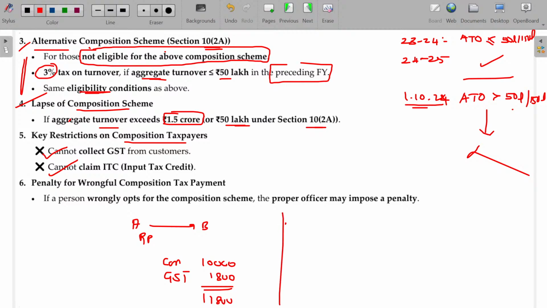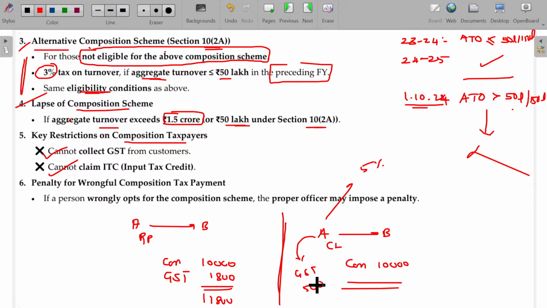Is that okay? Suppose restaurant A supplies the goods to B, where restaurant A is the composition levy payer. The consideration being 10,000. Tell me, what is the GST rate applicable for the composition levy payer? It's only 2.5%. Can he collect 5% here? No, he cannot collect 5%. Only 10,000 he can collect. The amount he collected is considered inclusive of GST also. Out of the 10,000 rupees, A has to pay the GST to the government, say 500 rupees.